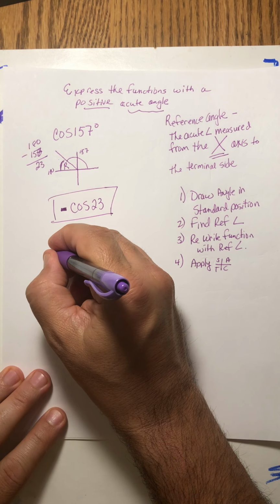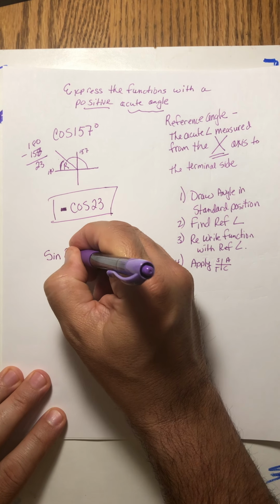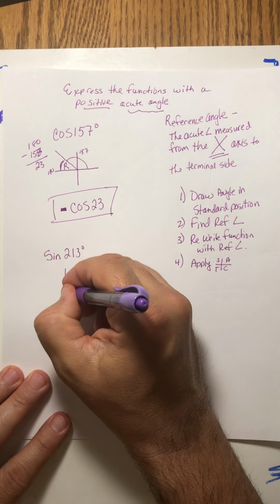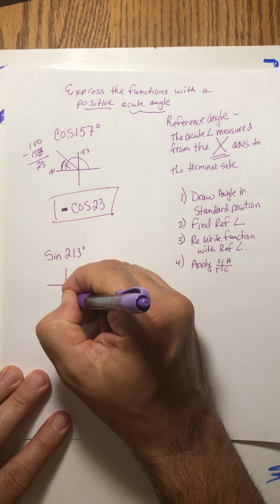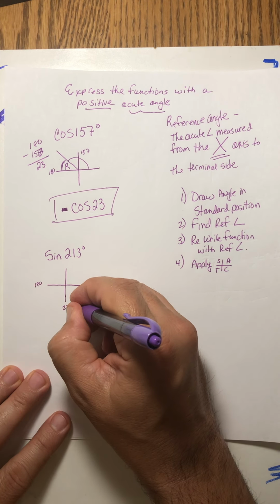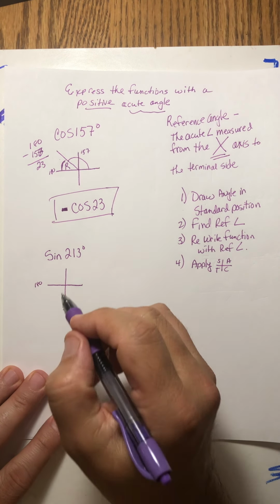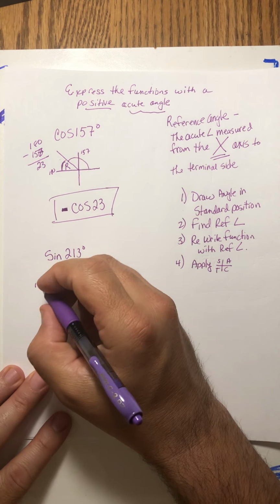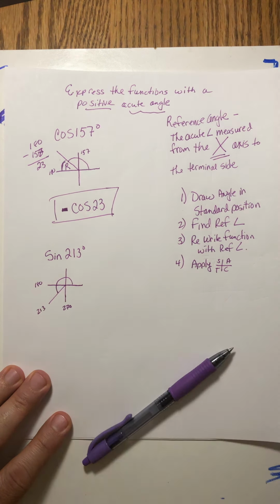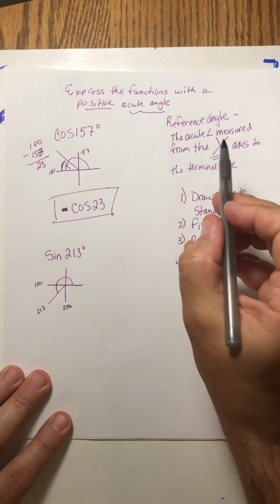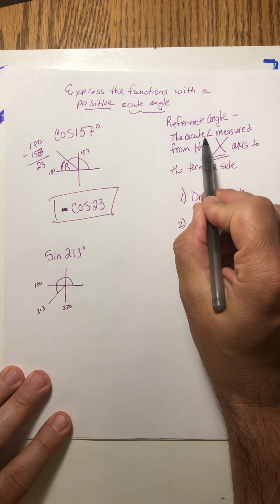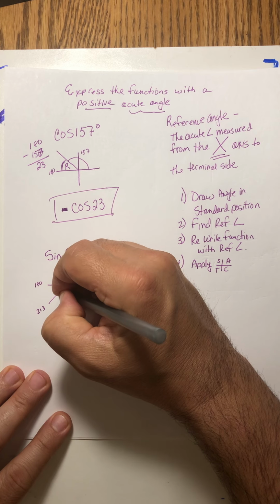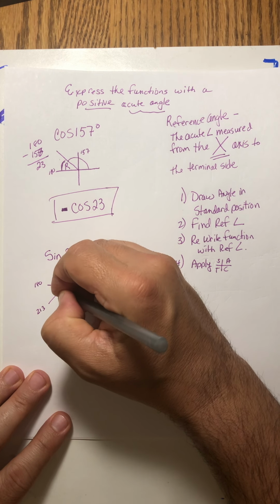Okay, let's look at another one. Sine of 213 degrees. All right, draw the angle in standard position. Where's 213? Well, this is 180, that's 270. Hopefully you're smart enough to know 213 is in between these two spots. So there's my 213. The reference angle is the acute angle measured from the x-axis. So here is my reference angle right here.